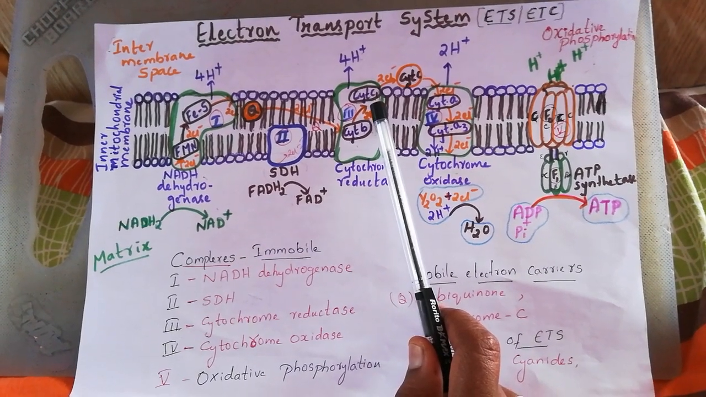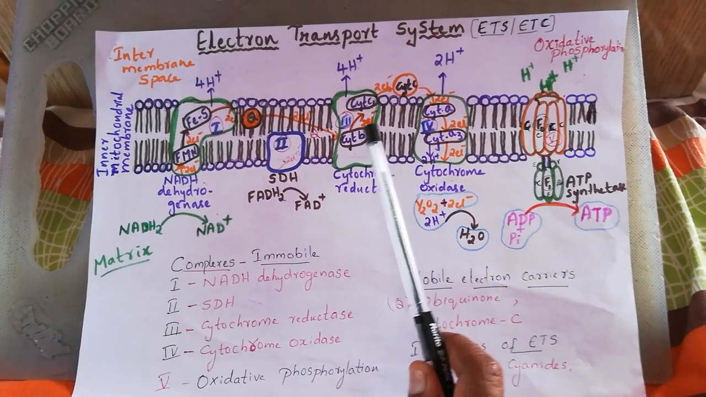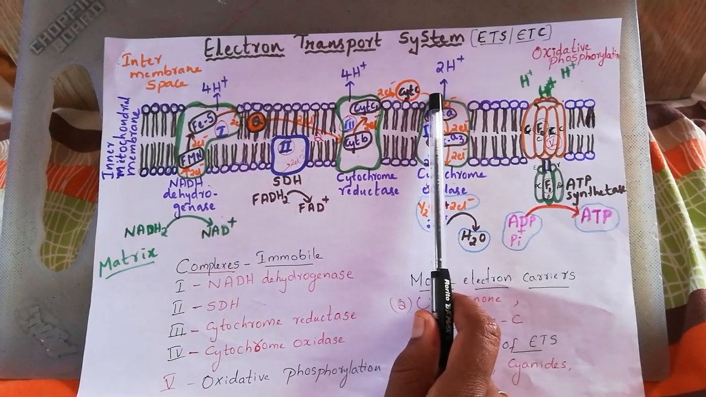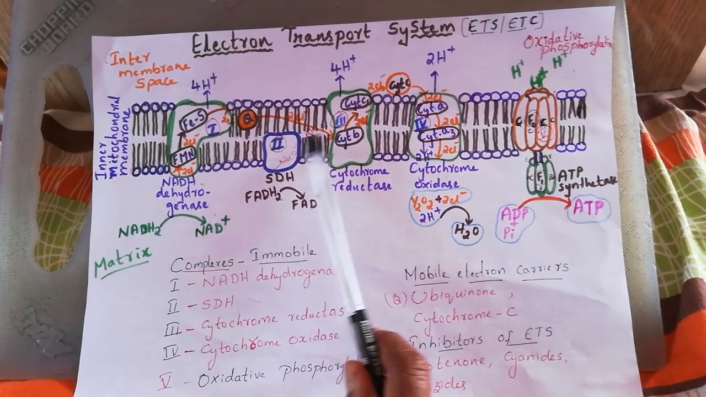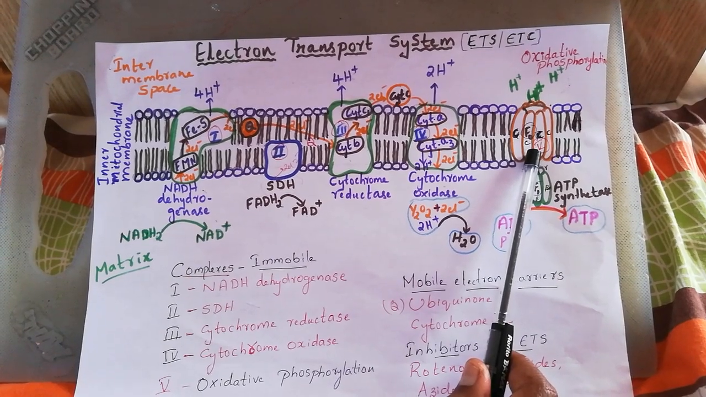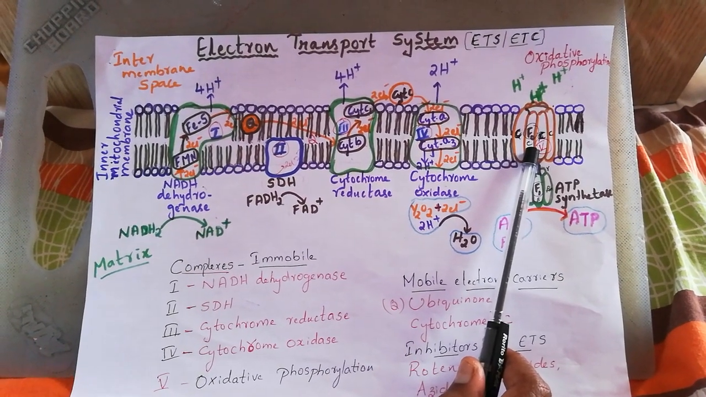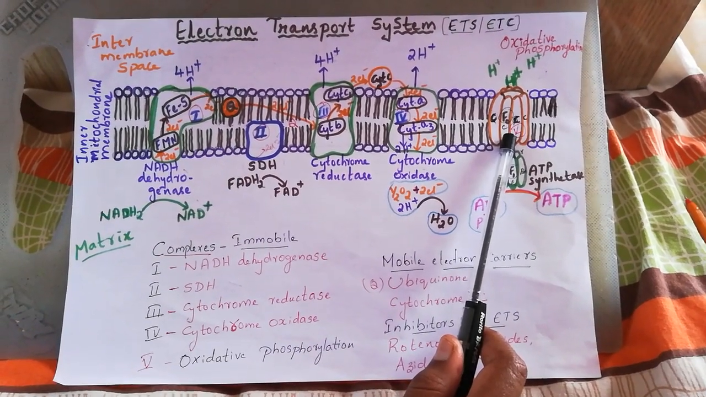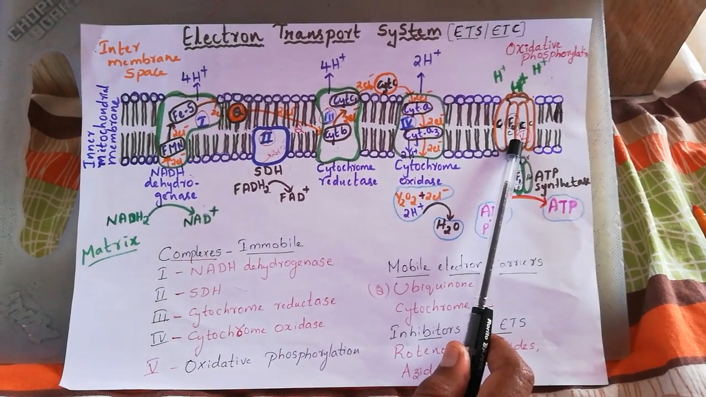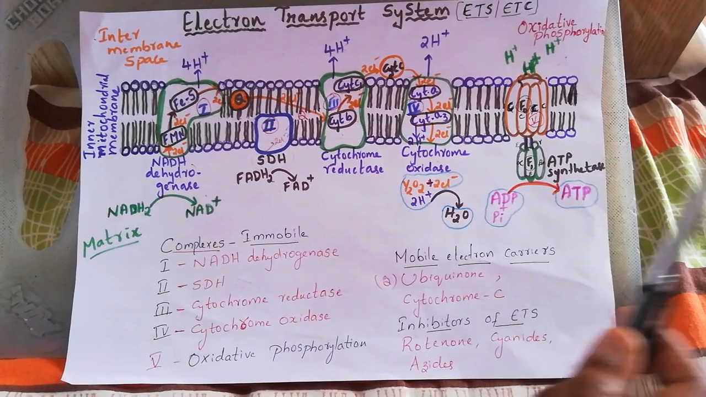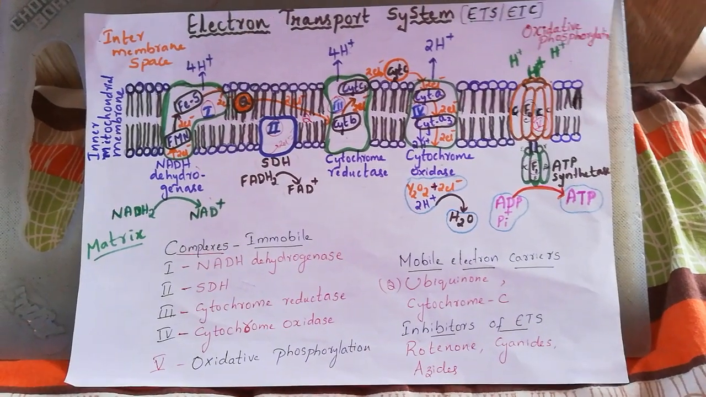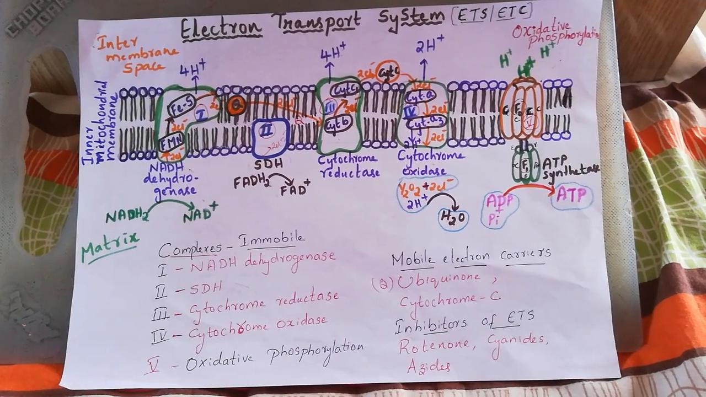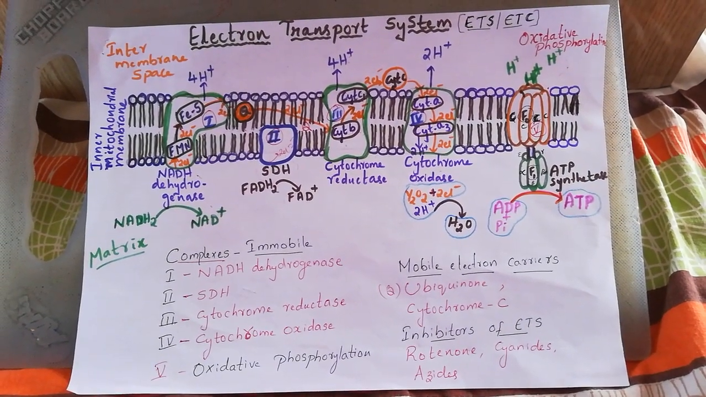They are embedded in the inner mitochondrial membrane, of which quinone is a mobile electron carrier, cytochrome C is a mobile electron carrier, and the complexes are also electron carriers, but they are immobile. So this is about the structure which is involved in the electron transport system. Let's go on to the mechanism or process of the electron transport system, how it occurs in the inner mitochondrial membrane.